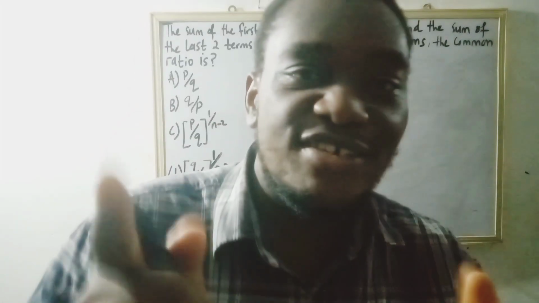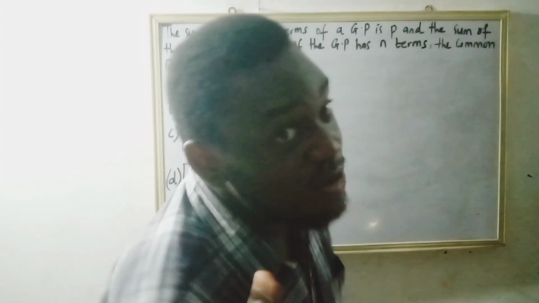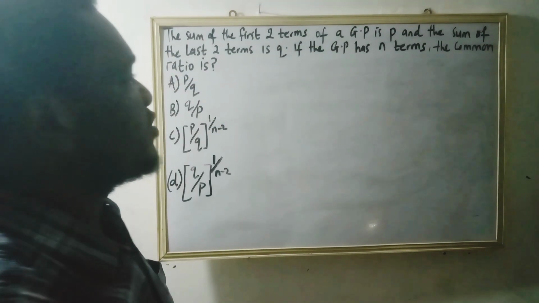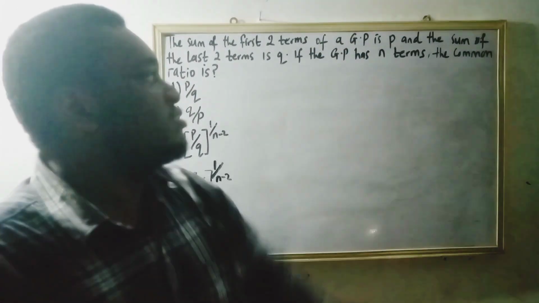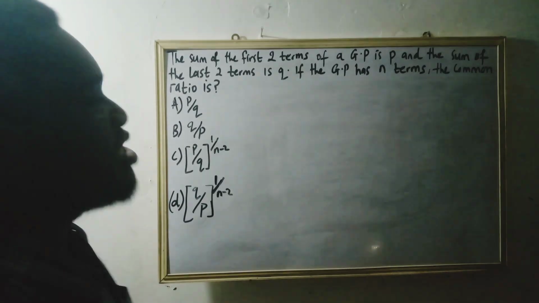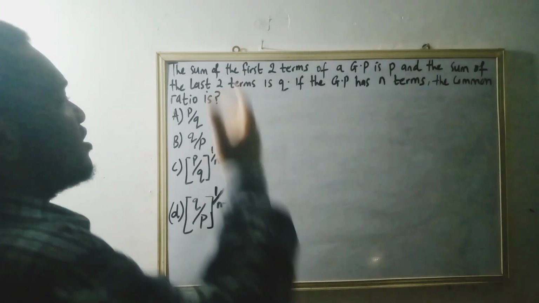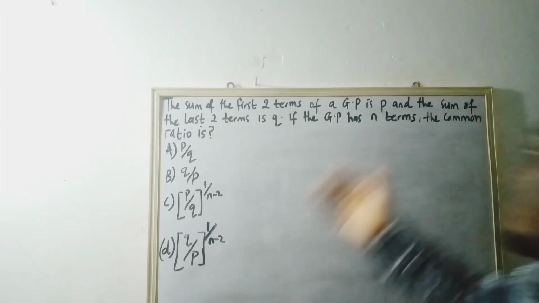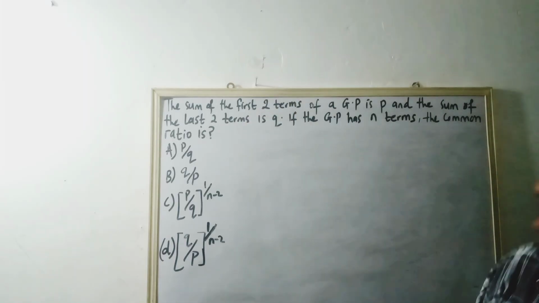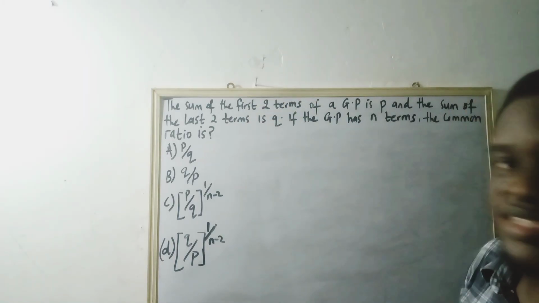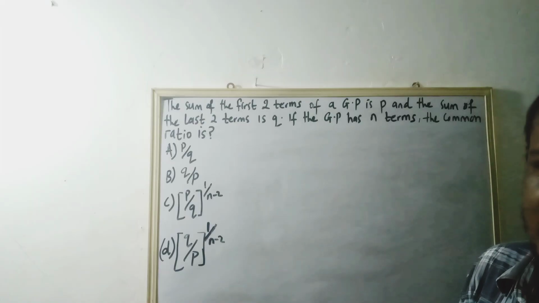Let us obtain a solution for this question. We are told that the sum of the first two terms of a GP, a geometric progression, is P, and the sum of the last two terms is Q. If the GP has n terms, the common ratio is question mark. We have a list of these options. Let us check which one gives the correct answer.